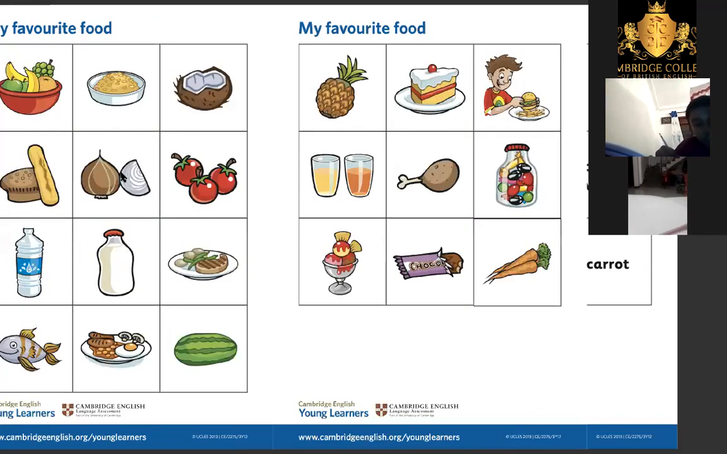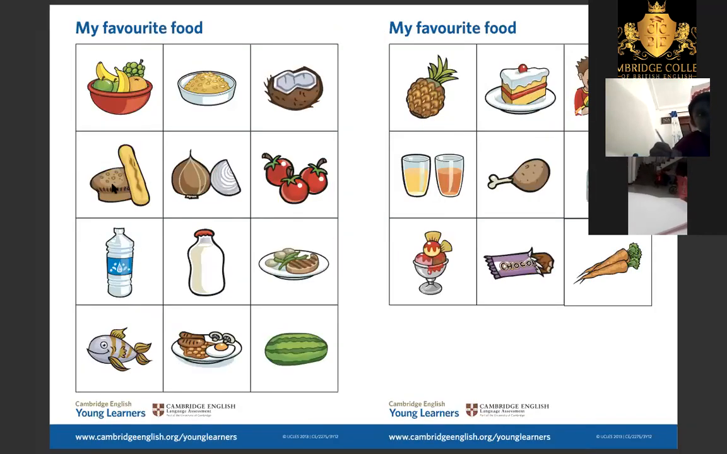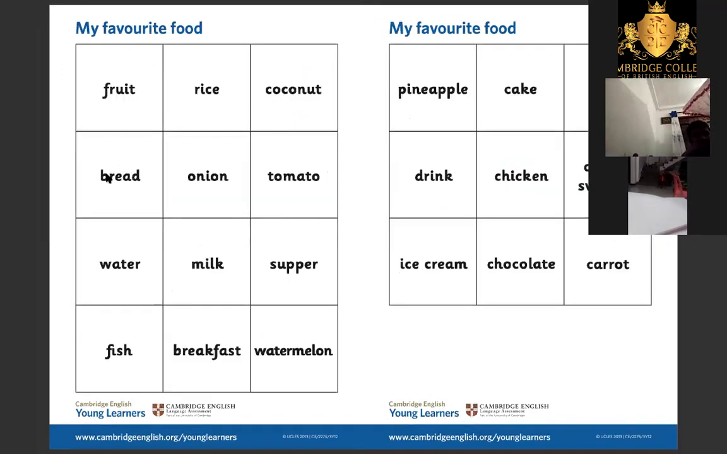Next one, bread. Bread means pang, B-R-E-A-D, bread. It is made from flour, and we eat it for breakfast. So write the word bread. B-R-E-A-D, bread.